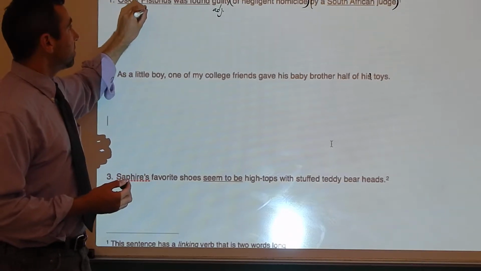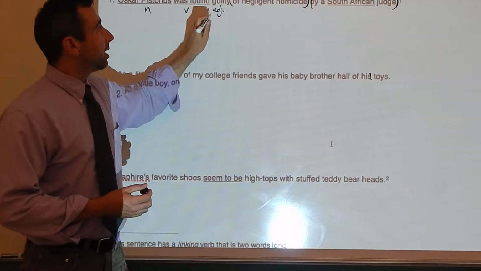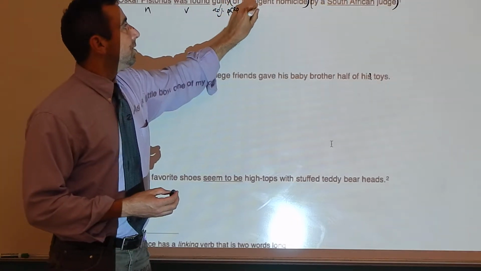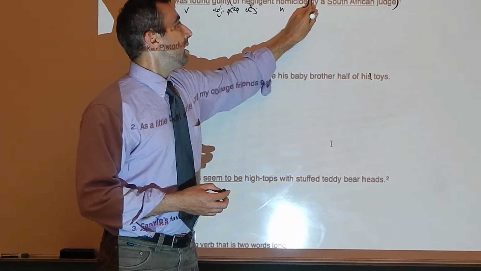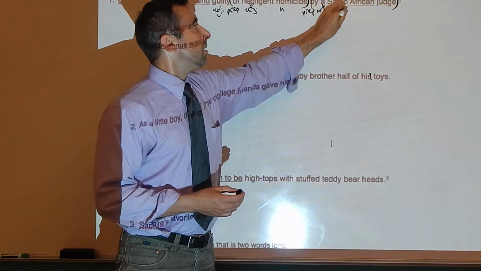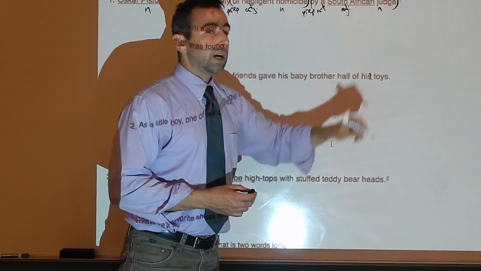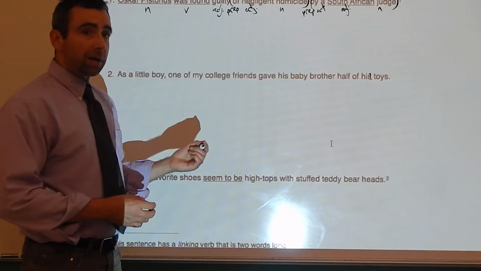Oscar Pistorius is the subject, that's a noun. Was found is the predicate, it's a verb. Guilty is a predicate adjective. Of is a preposition. Negligent is an adjective. Homicide is a noun. By is a preposition. A is an article. South African is an adjective. Judge is a noun. Now it's time to diagram the sentence. We start by drawing a main line.